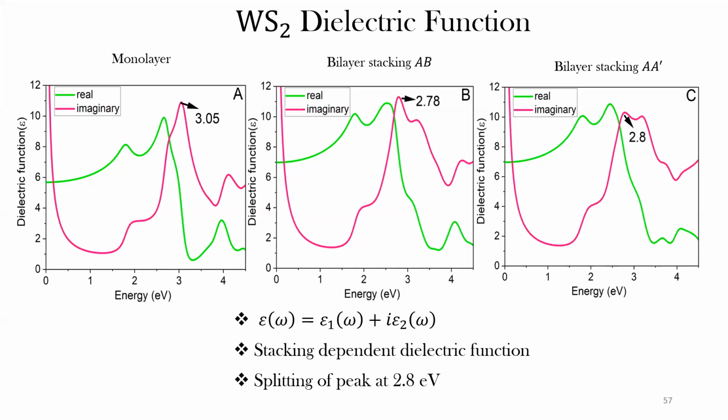As we go to bilayer stackings, we see that there is some redshift in the peak in both stackings, like 2.78 eV and 2.8 eV, but there's also a splitting of the single peak. By looking at the dielectric function, we can know the stacking that we have for the bilayer case, which is very important. That means if we have AB stacking, we can expect how much increase or decrease in absorbance. Next.